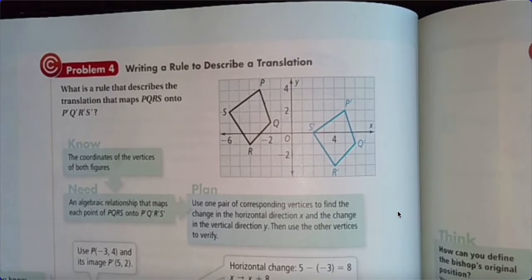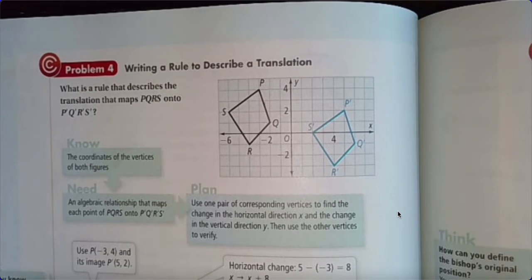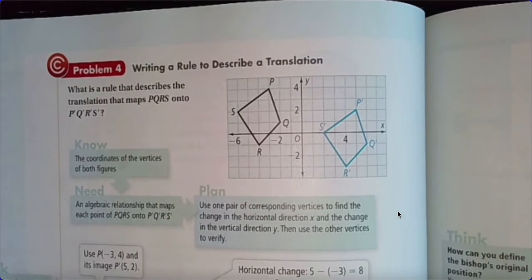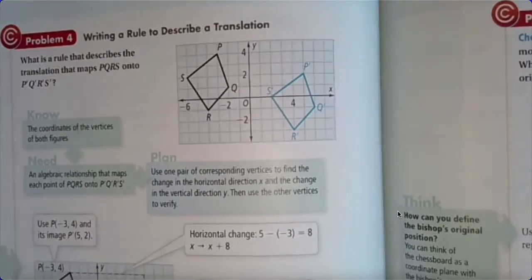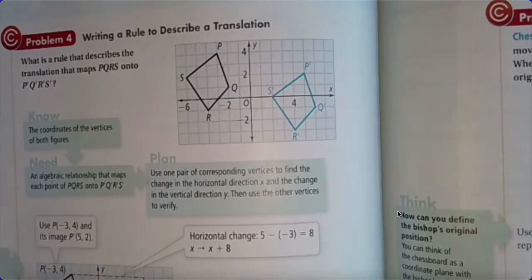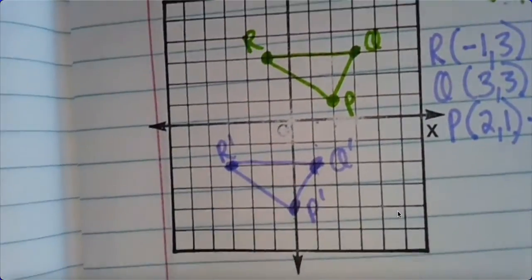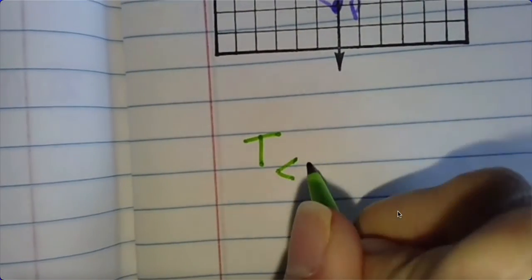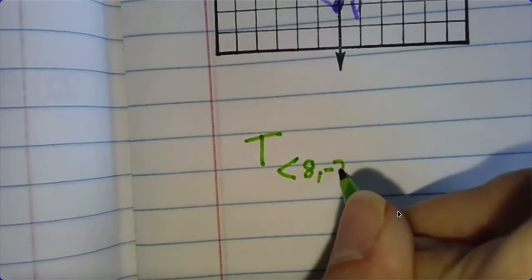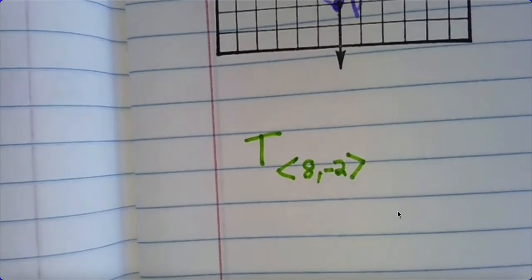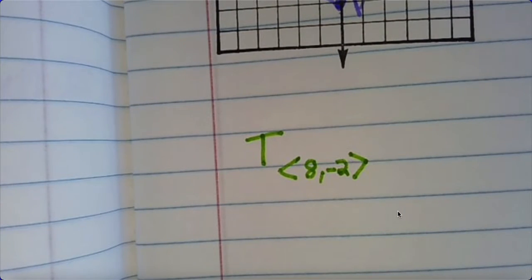How would you write that? You're going to use T, and then 8, -2. Now let me show you how they write their answer. Look, you're going to write that I did a translation because it was slid over. And then you're going to write 8, comma, -2. Does everybody see that? That means to the right 8 and down 2.